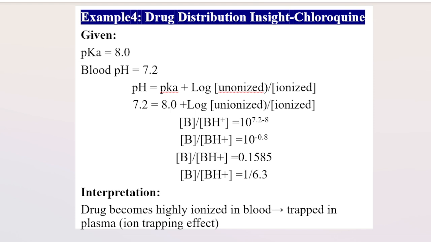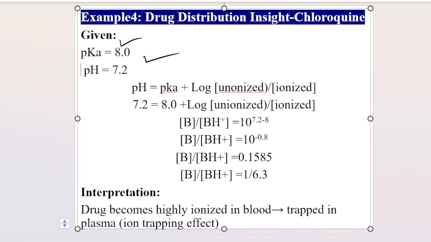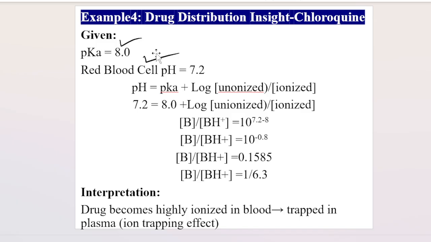Okay, so moving to the next slide, about drug distribution, chloroquine. Another drug example is chloroquine. The pKa value of chloroquine is equal to 8 and the pH of the blood cells, the red blood cells fluid, is 7.2. So again we will apply the basic equation because the drug chloroquine is basic in nature.